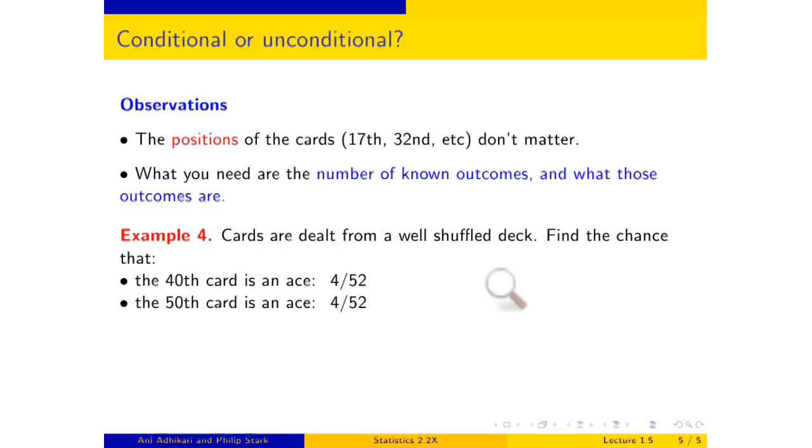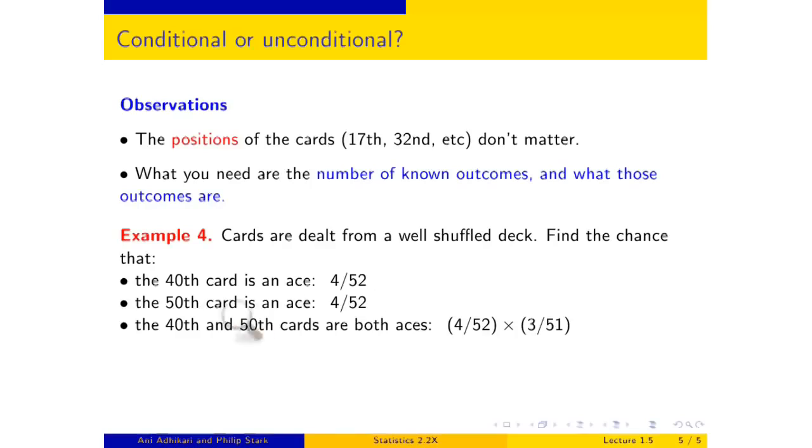And now, if I ask you what is the chance that both of those cards are aces, number 40 and number 50, both aces, then what are you going to do? Well, 2 things both have to happen. You better use the multiplication rule. So what is the chance that the 40th is an ace? 4 in 52. And you multiply by the conditional chance that number 50 is an ace given number 40 was an ace. And so you have 4 over 52 times 3 over 51.